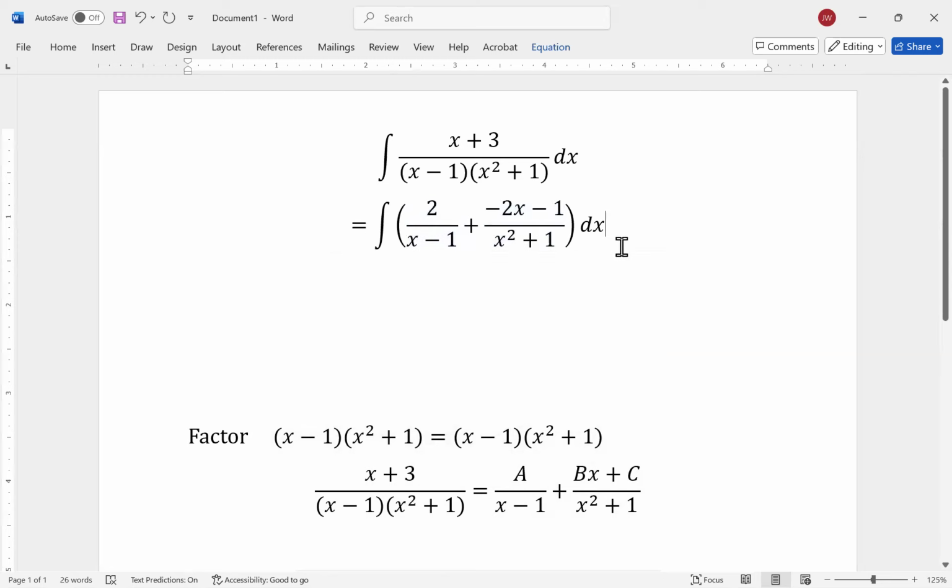Now, this first fraction is easy to deal with. This second fraction takes a little bit more algebraic work, so it's not terribly hard. I'll go ahead and do it this time.